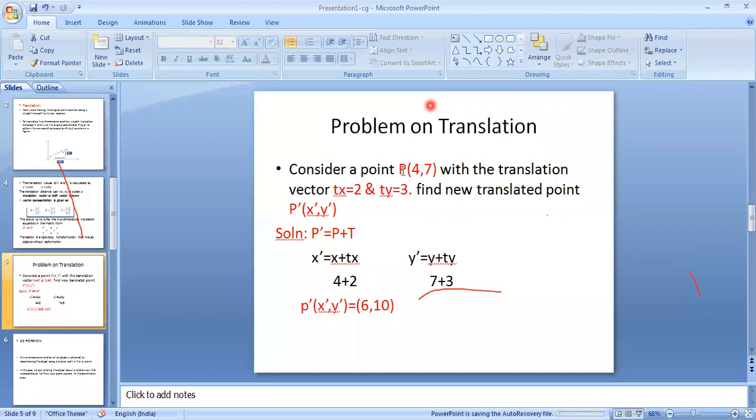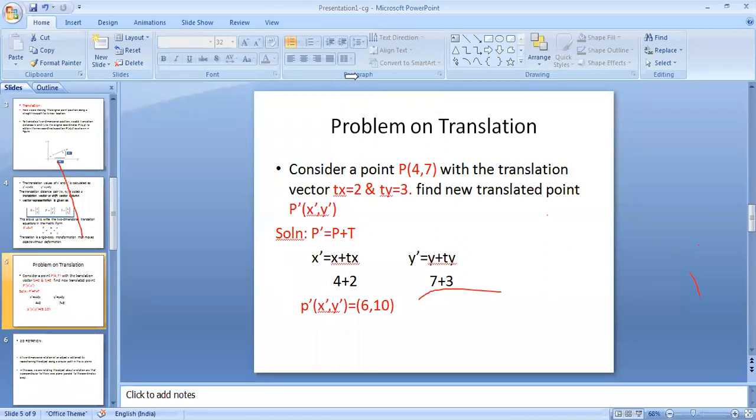So my point which was at 4 comma 7, whenever I give the translation vector with x coordinate 2 and y coordinate 3, what is the new point that I get? It is 6 comma 10, by using these formulas, where new x dash is equal to x plus tx and new y dash is equal to y plus ty. Fine. So this is about the translation of a 2D object.